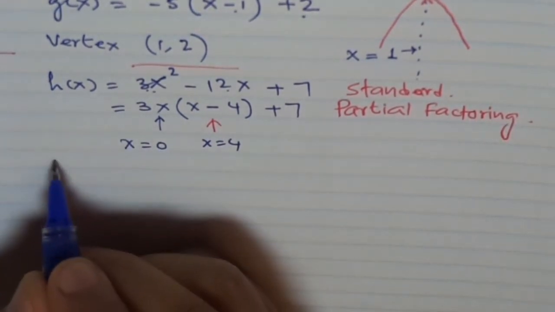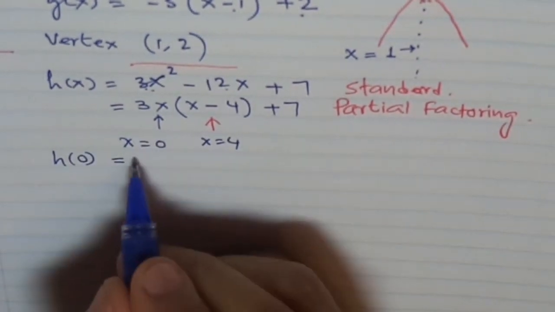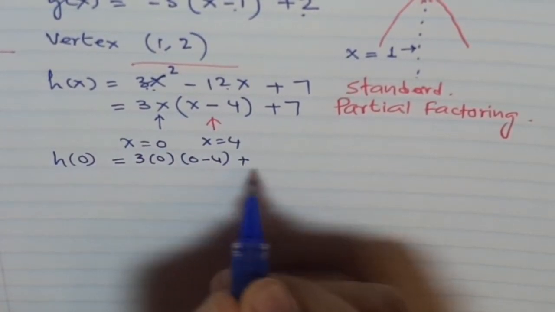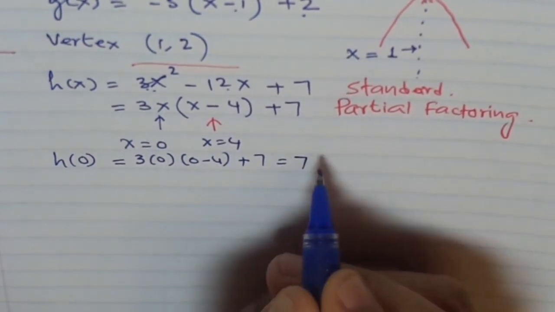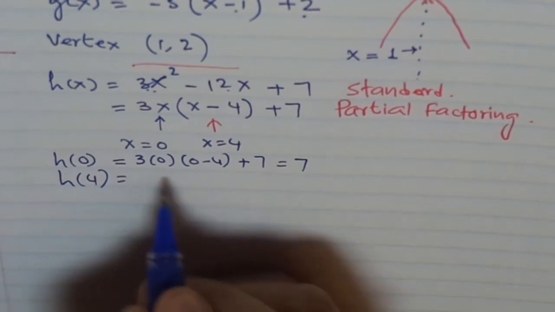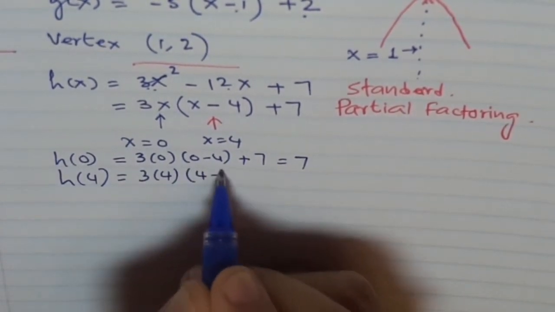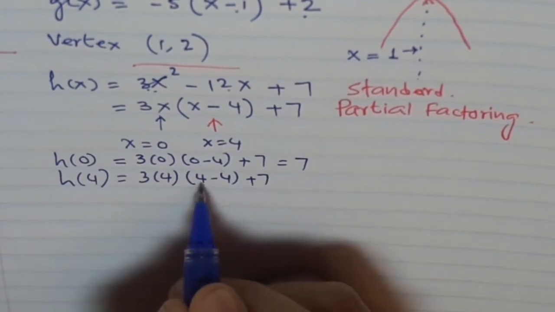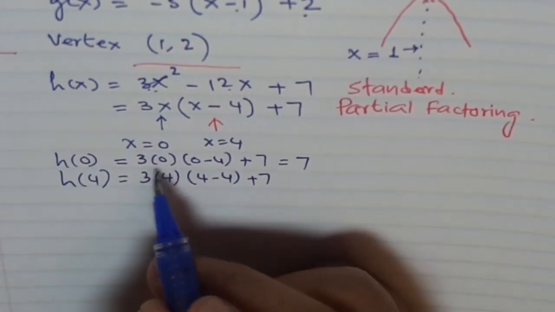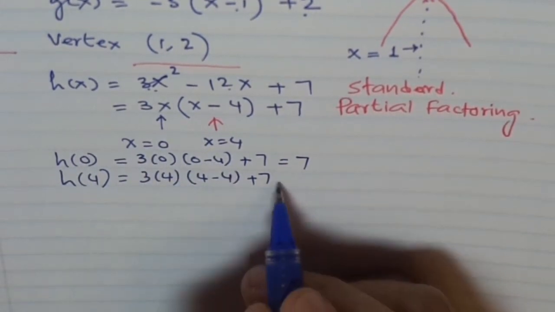What I'm trying to say is that h of 0 is equal to, we'll say, 3 times 0 times 0 minus 4 plus 7, which is 7, right? And how about h of 4? If I write h of 4, then it's 3 times 4 times 4 minus 4 plus 7. Now 4 minus 4 is 0, and 0 times anything will be 0. Like previously, 0 times 3 is 0. Both are 0. You are left with 7.